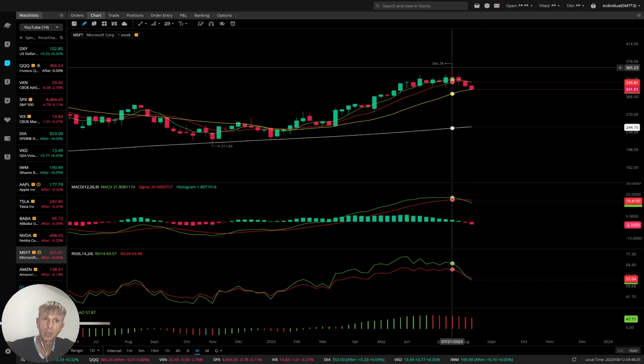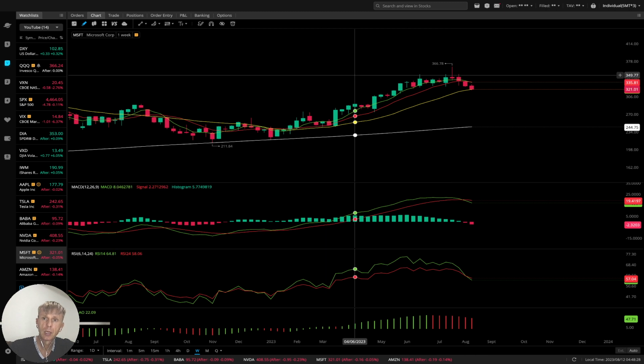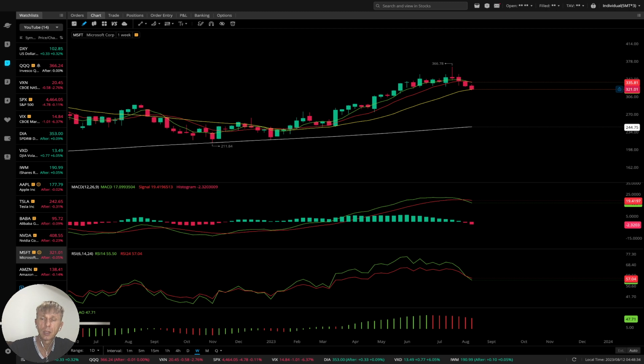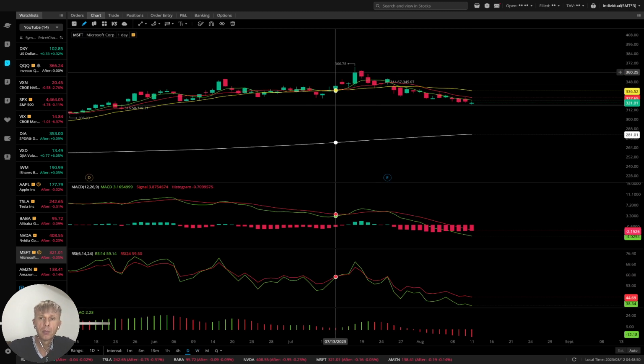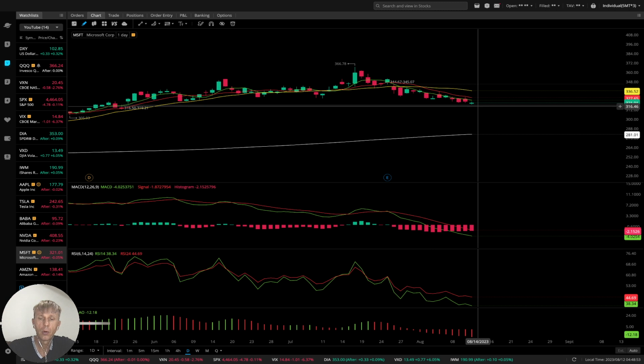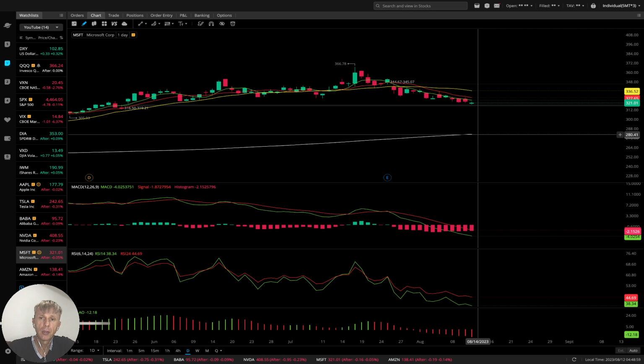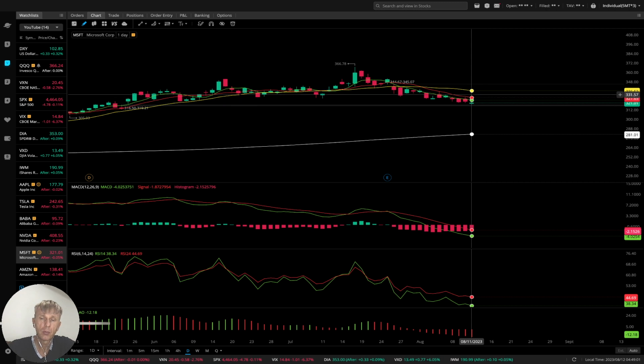Microsoft from the recent top, 366, almost $367, right? Now it's around $321. It's a minus $65. It is a 20% correction for Microsoft already. On weekly, on daily, it is in the bearish reversal trend on all time frames, on all indicators. The last bar is below MA5, 10 and 20. Bearish reversal trend.